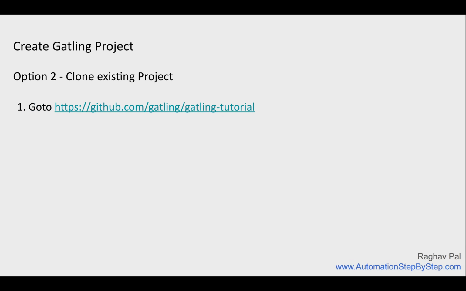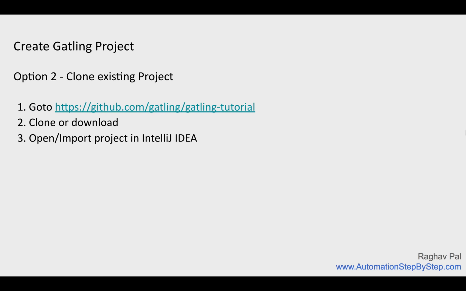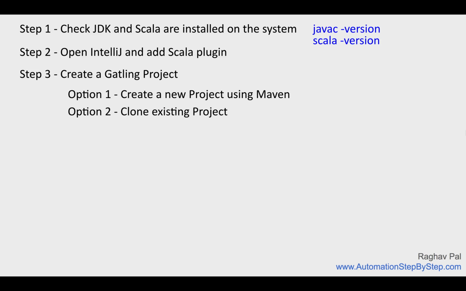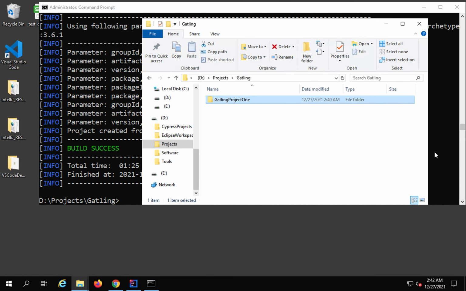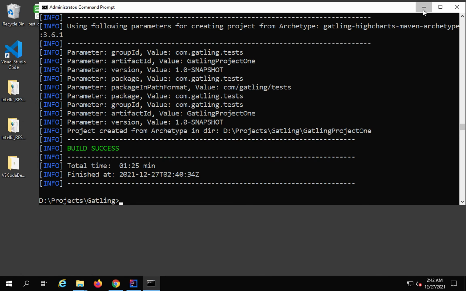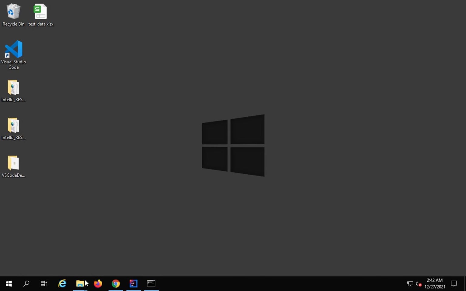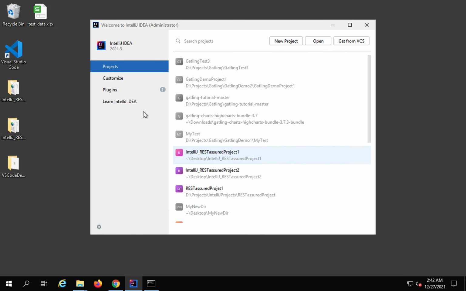So this is also another way. So you can just clone or download and then open or import it in your IDE, that is IntelliJ in this case. So this is option 2. Now step number 4, after you have created the project or you have cloned the project, step number 4 is we have to open the project in IntelliJ. So here, let me first open the project. So I'm going to use the project that we created using Maven, and I will import or open it in my IDE, that is IntelliJ.